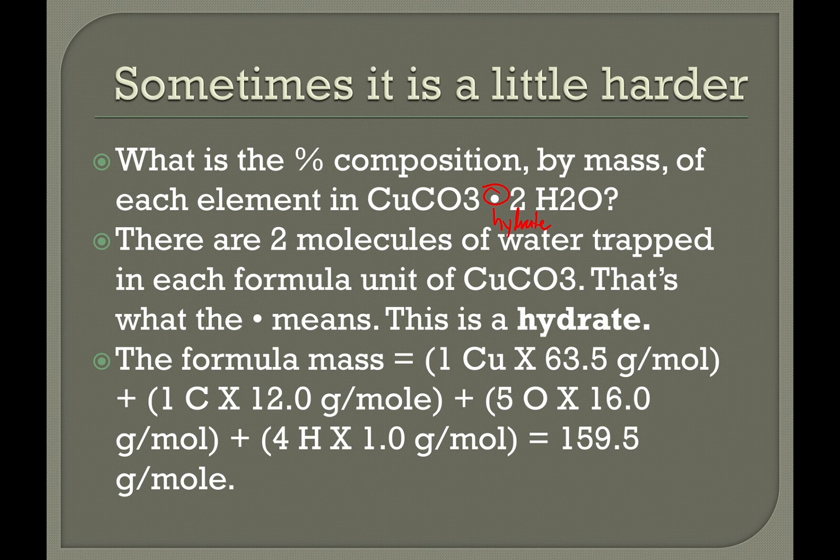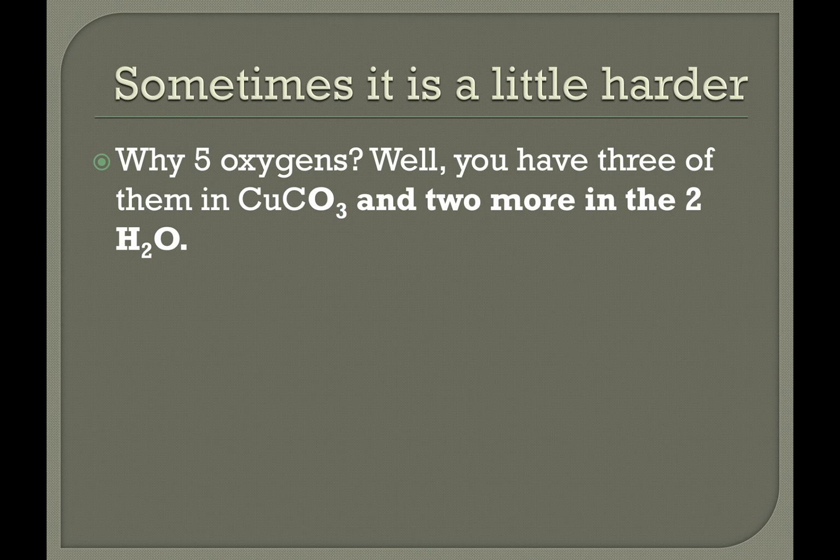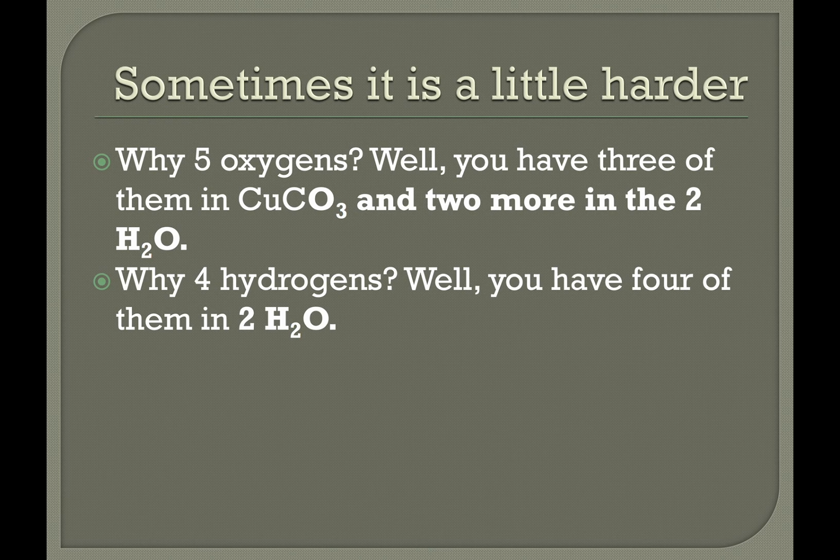So we have to figure out the formula mass of that entire thing, and we do need to include all of the waters. When we look at this, we have one copper, one carbon, 3 oxygens here, but we also have 2 oxygens here, and from the 2 waters we have 4 total hydrogens. So we factor those numbers in when we figure out our formula mass. We get a figure of 159.5 grams per mole. So the 5 oxygens: we have the 3 in copper carbonate, and there's 2 more in the 2 water molecules.